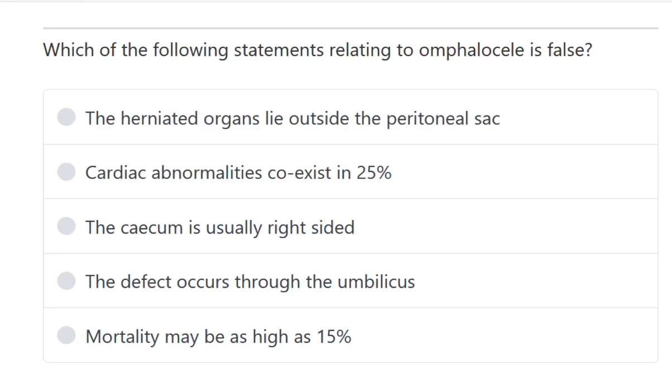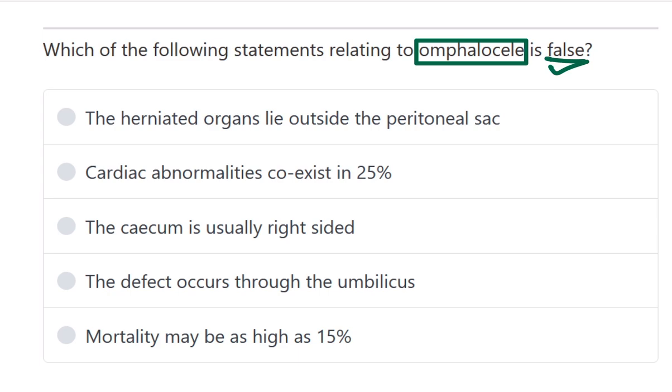Which of the following statements relating to the omphalocele is false? We know the omphalocele is a condition in which the gastrointestinal tract of the baby lies outside the normal position and is present outside the abdominal wall. We have to know details about the omphalocele and find out which statement is not true.